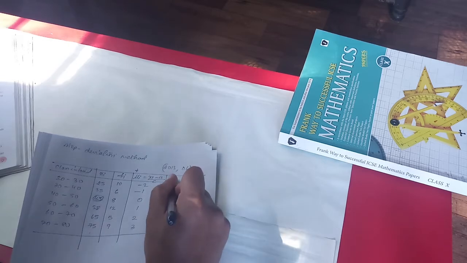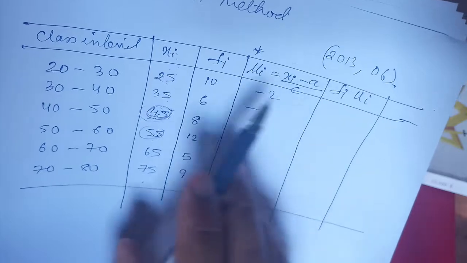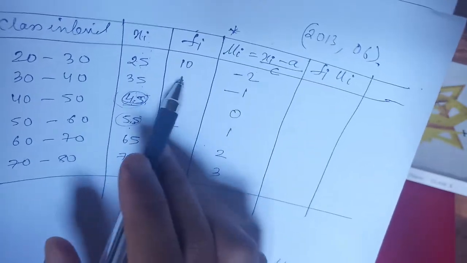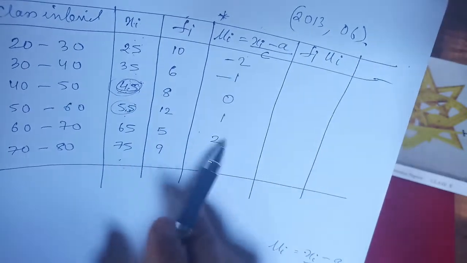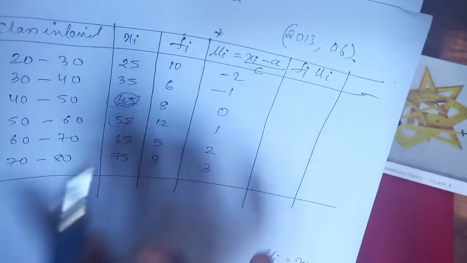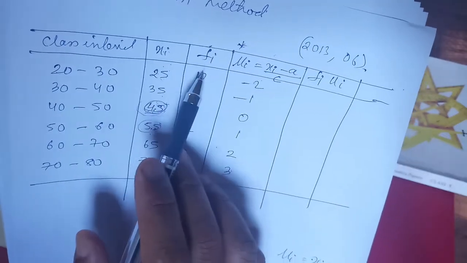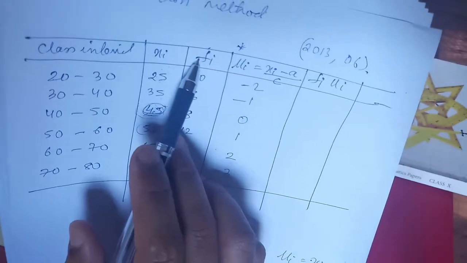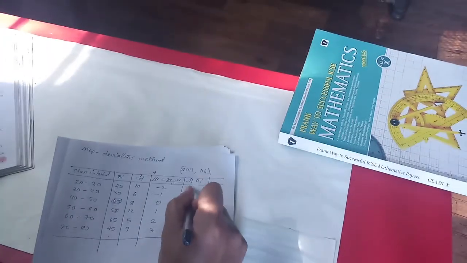In the fourth column, you have to multiply fi ui like this. So this and this you have to multiply. Now this multiplication becomes easy, yes or no? Because the numbers are very, very small. So that's why this is a shortcut method or a step deviation method. So let us multiply these two now. Fi into ui. See, now it's very, very easy.